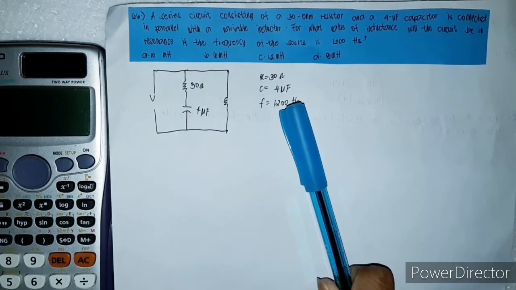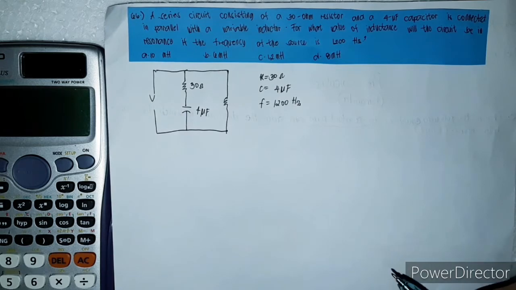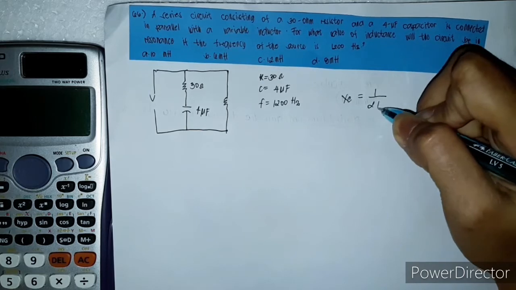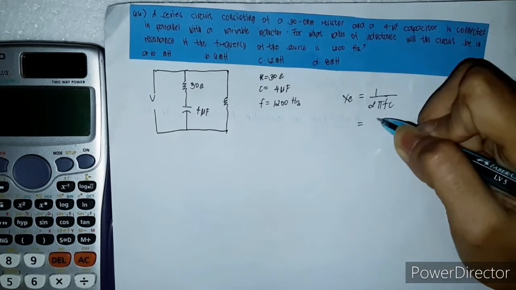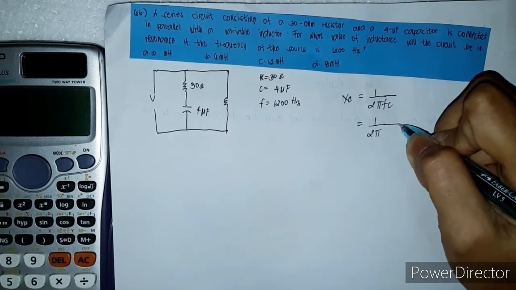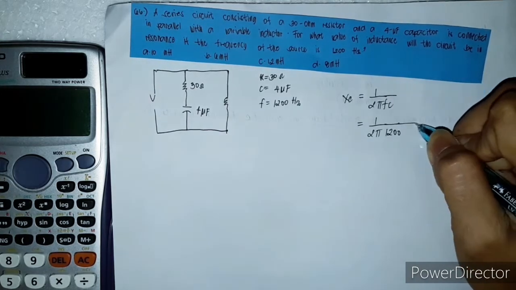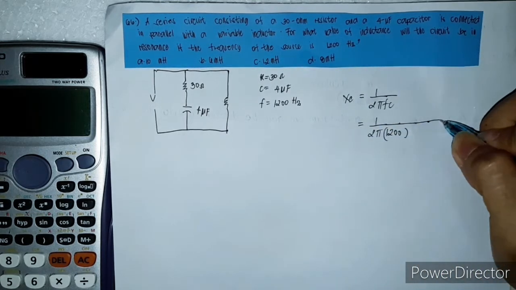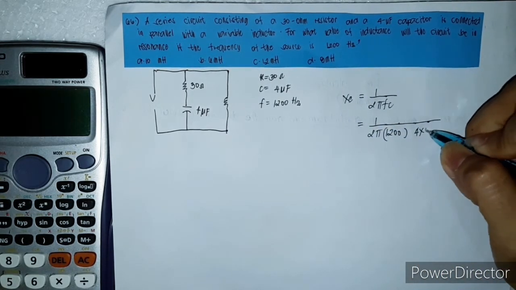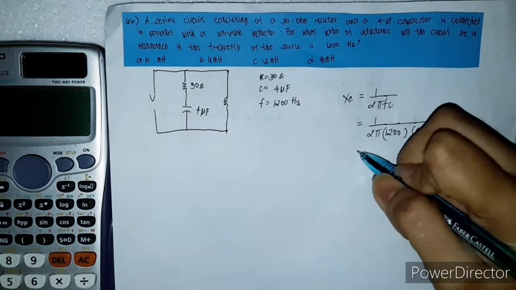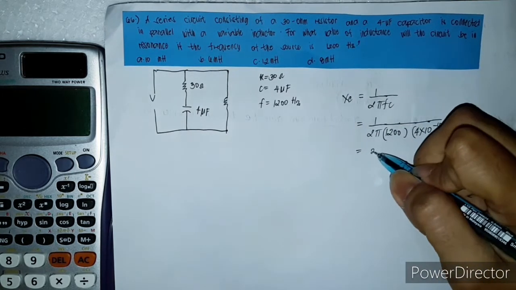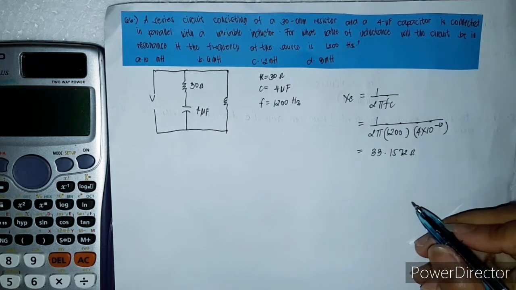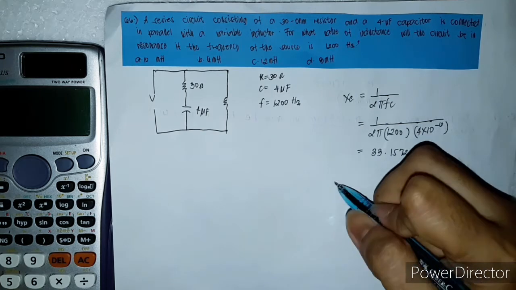First, let's find the value of the capacitive reactance using this formula. XC is equal to 1 over 2πfC, 1 over 2π. Our frequency is given as 1200 and our capacitance is given in microfarad, so let's convert that into farad by multiplying times 10 to the power of negative 6. So for our capacitive reactance, we have 33.1572 ohms.